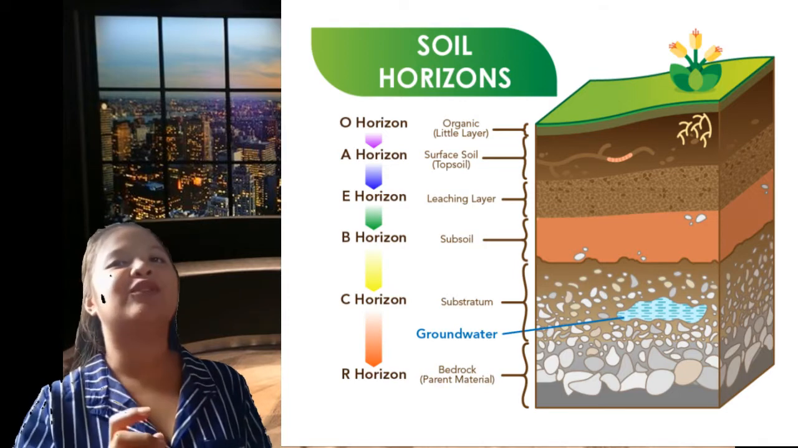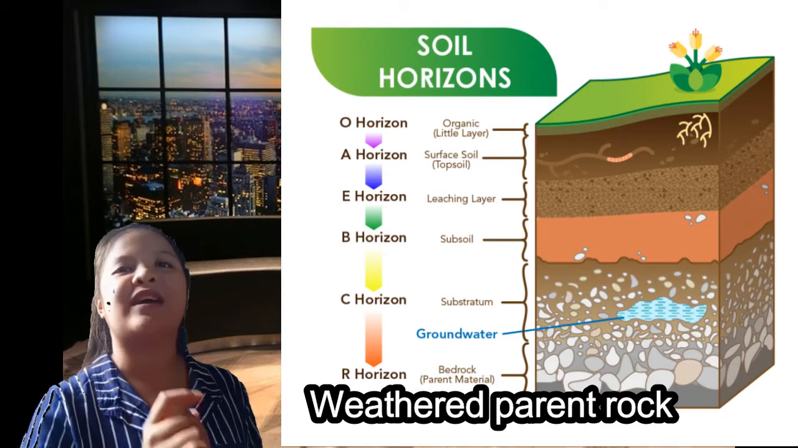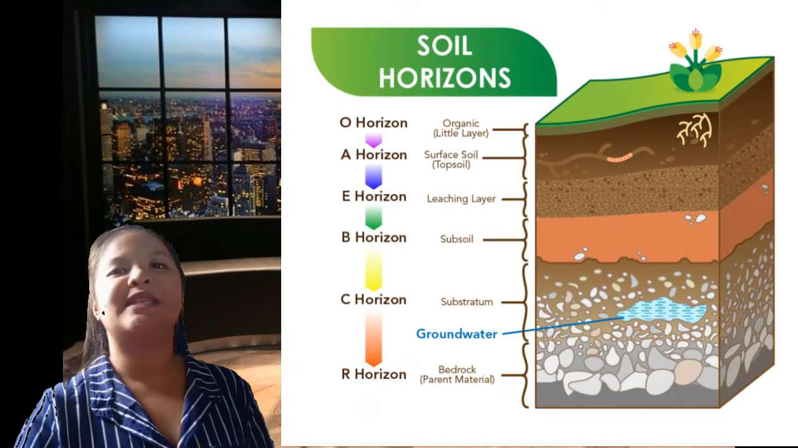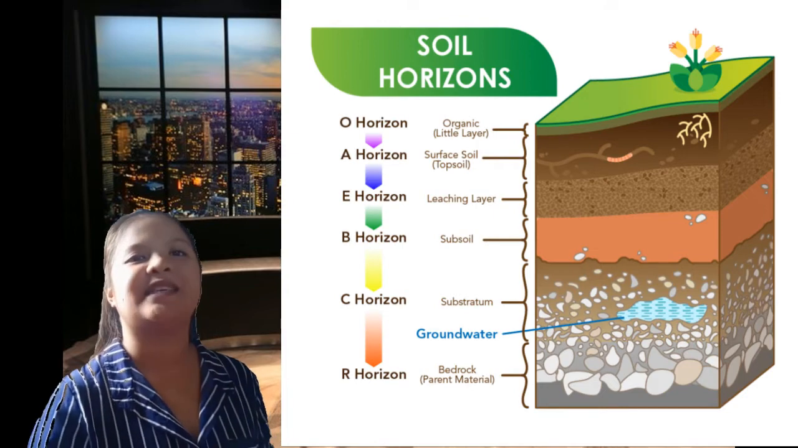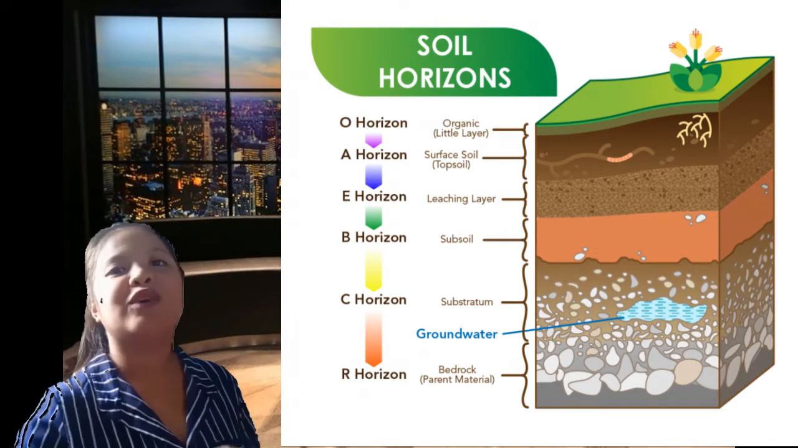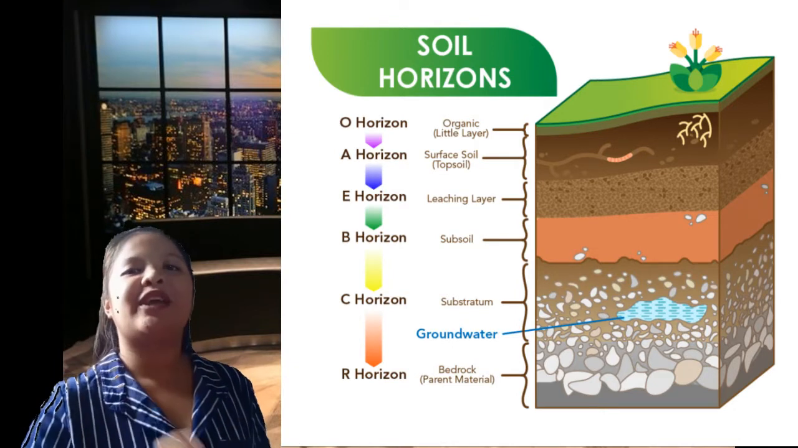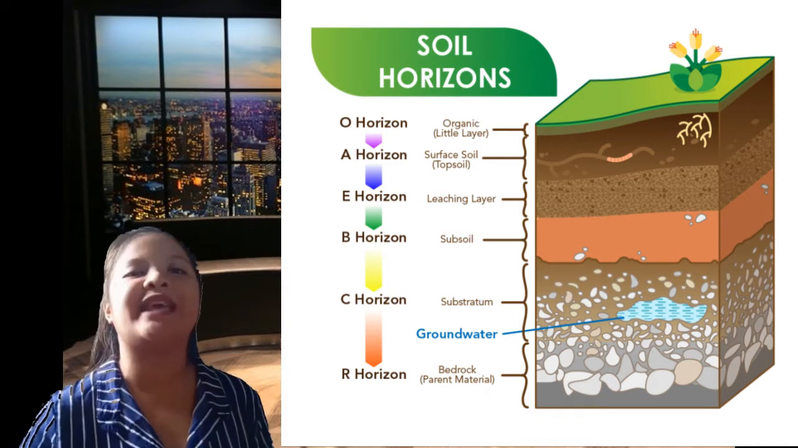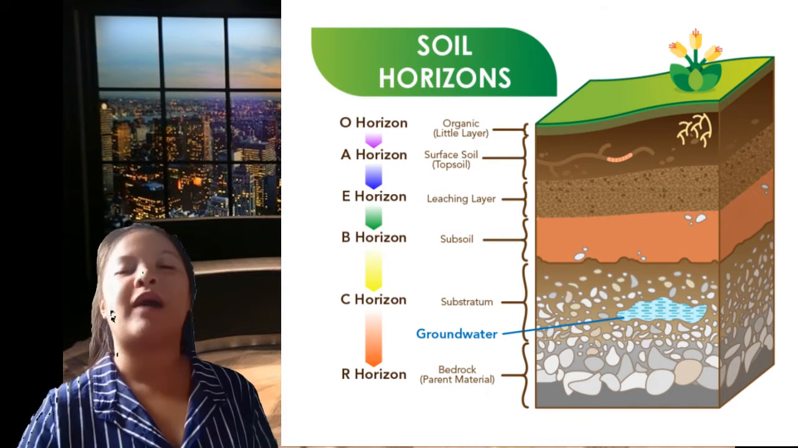Next naman is yung horizon C or C horizon. Ito naman yung weathered parent rock na tinatawag. Nagko-consist naman ito ng small pieces of rocks with cracks and crevices. B horizon or the subsoil. Yung kasunod ng C horizon. Ito naman yung layer ng soil which accumulate organic matter, salts, and clay eluted from upper layer.